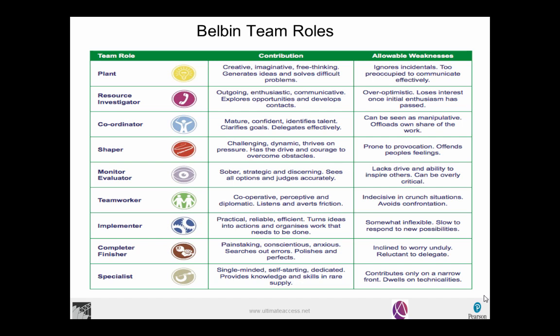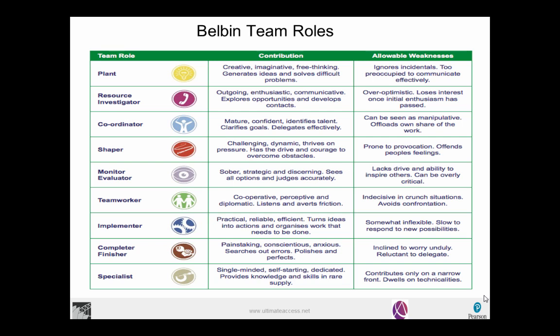Now with the completer finisher, this person is a perfectionist. Give them something to do and they will completely finish the job. They will polish the job. They will search for any errors and do that job perfectly. And the problem with them is that since they are perfectionists, they tend to worry a lot, and they don't like to delegate because they feel like you'll not do the job the way they would want to.